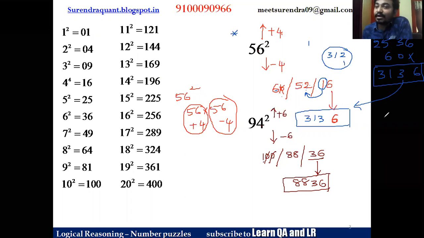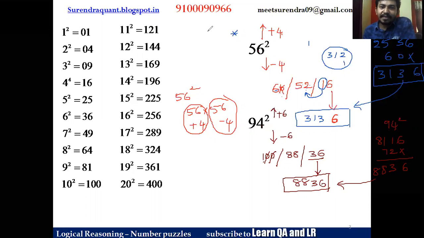Let us verify with our first method. 94 squared, how do you do this? By the general method, 9 squared is 81, 4 squared is 16. 9 times 4 is 36, twice that is 72. Now by leaving this space, you write it out: this is 6, this is 3, this is 8, this is 8. We got the same thing.